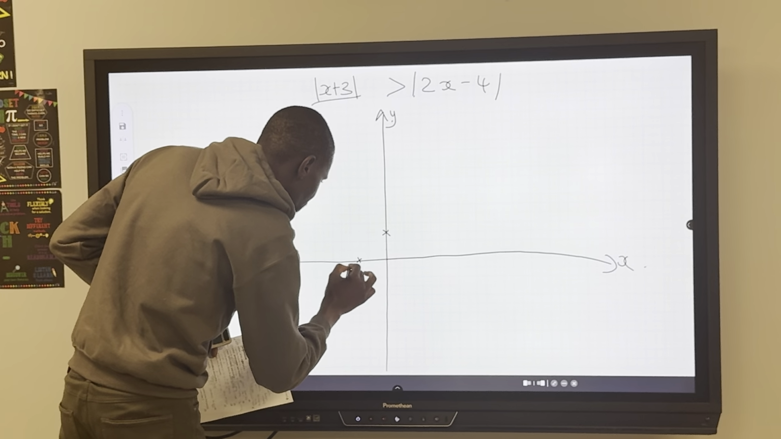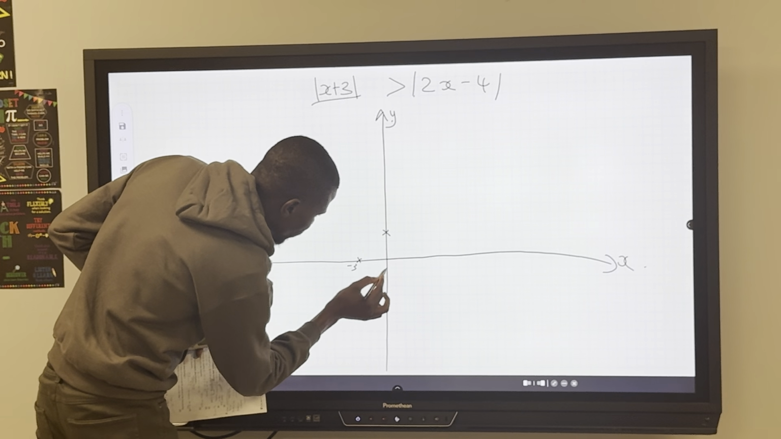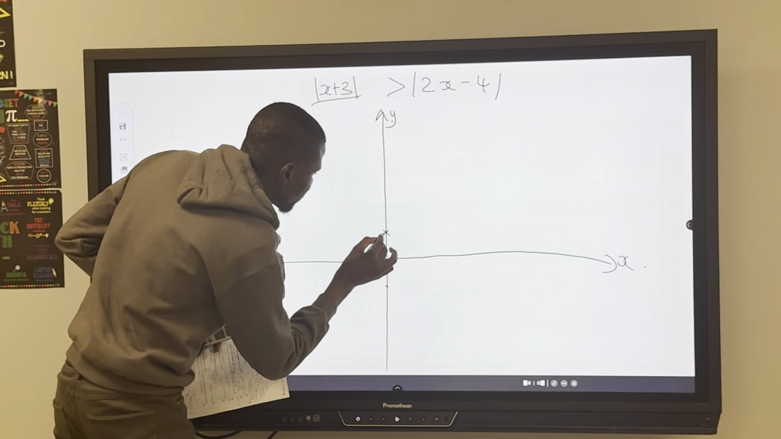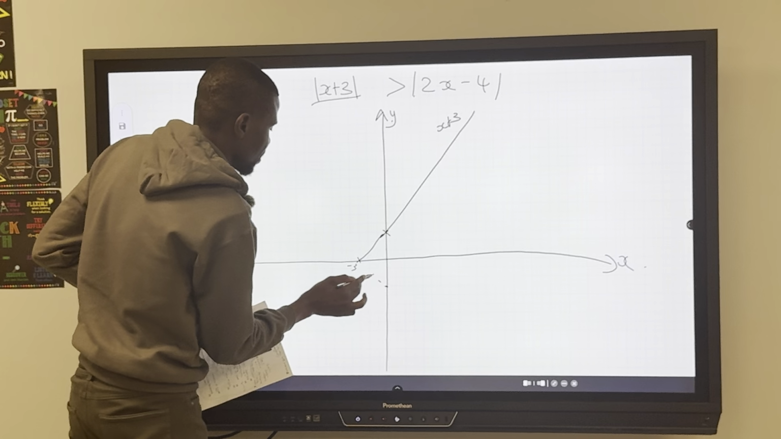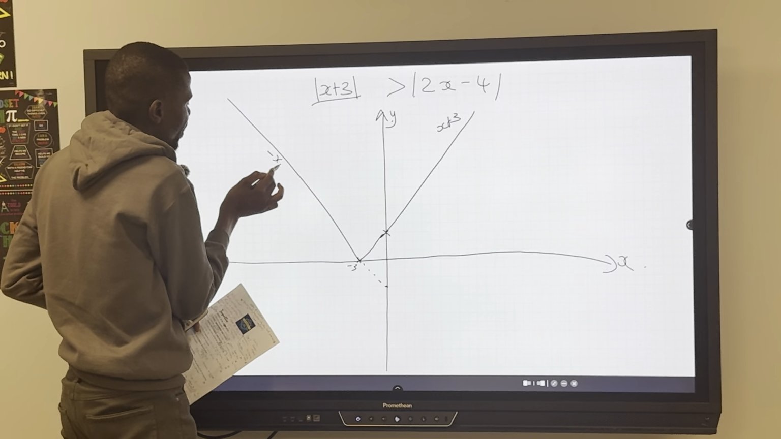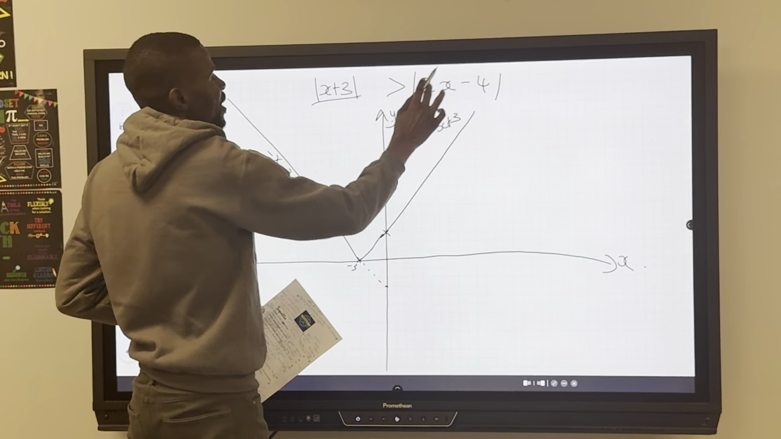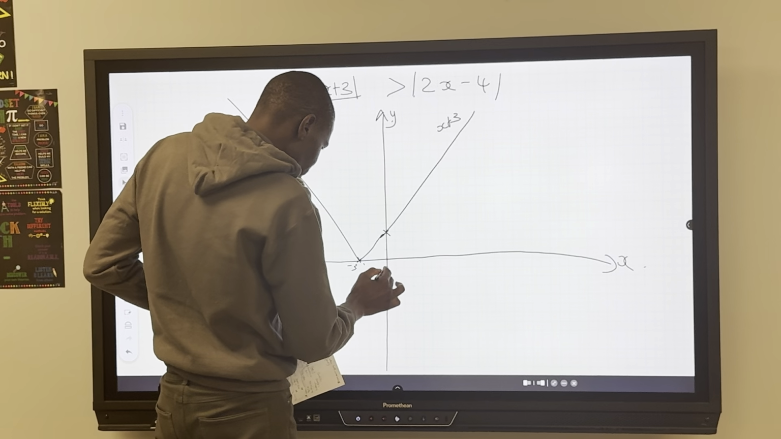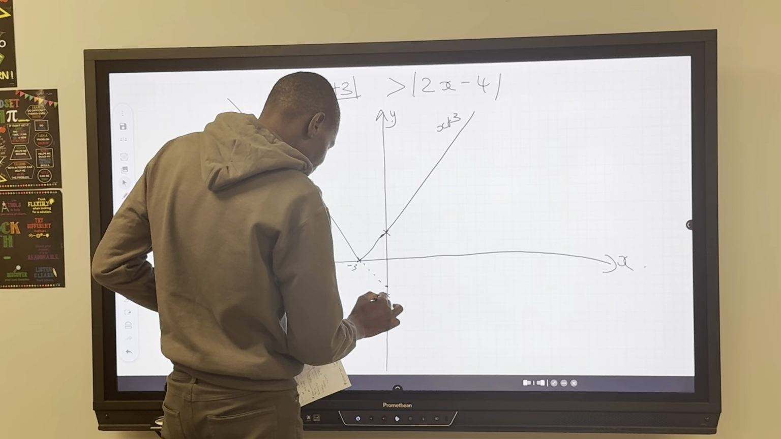1, 2. So it's negative 3, right? So obviously, 1, 2, 3 to pass through this. So this section here is x plus 3. But because it's absolute, the other one is the negative of that, which is negative x minus 3. It's very important, right? Then another one here, when x is 0, y is negative 4. So we have 1, 2, 3, 4, right?